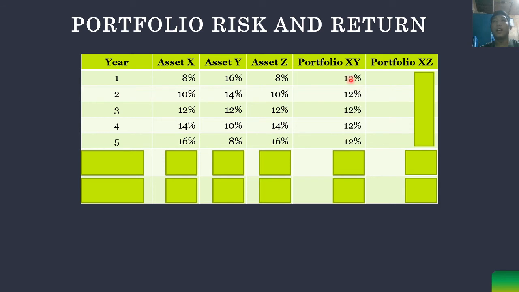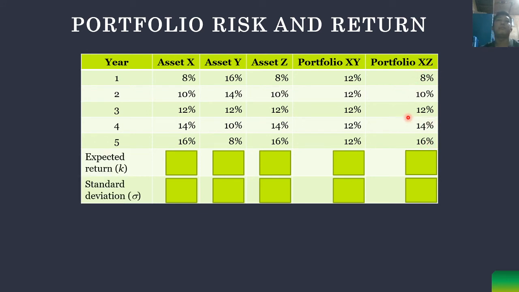So, kay portfolio XY, anong return niya na compute na natin, 50% times 8, 50% times 16, and so on, 12%. So, kay XZ naman, ganun din, let's say na 50-50 din. 8% times 50% plus 8% times 50%, so 8%. So, syempre, since completely equal naman yan, 8, 10, 12, 14, and 16 na rin yung kay portfolio XZ.